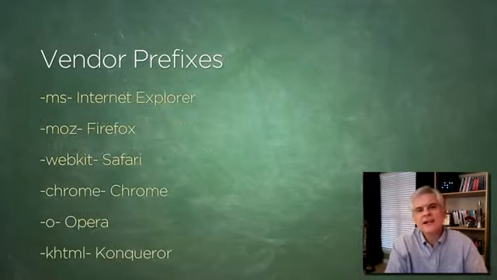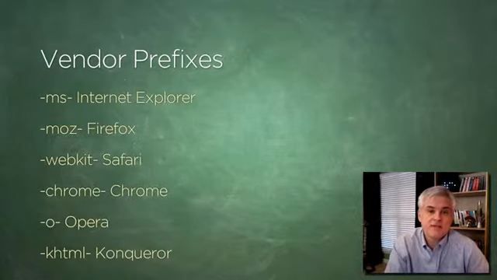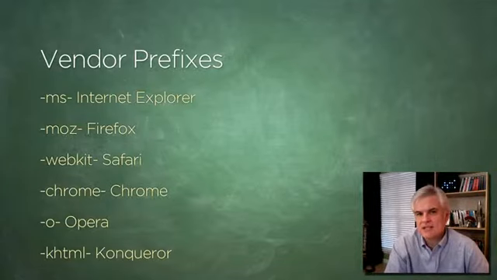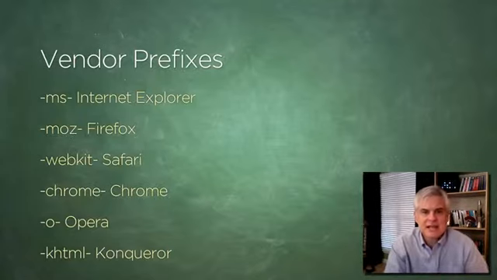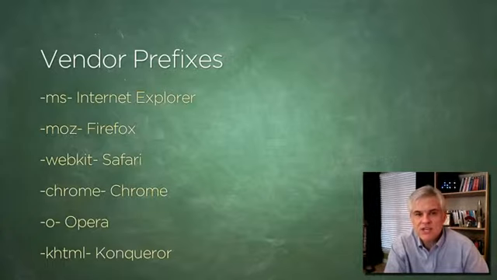So each vendor has their own prefix. MS for Internet Explorer, Moz for Mozilla or Firefox, WebKit is used on the Safari web browser, Chrome is used by Google's Chrome browser, O for Opera, and KHTML for Konqueror and all permutations of that engine. Just exactly which styles need this changes with each new browser version.